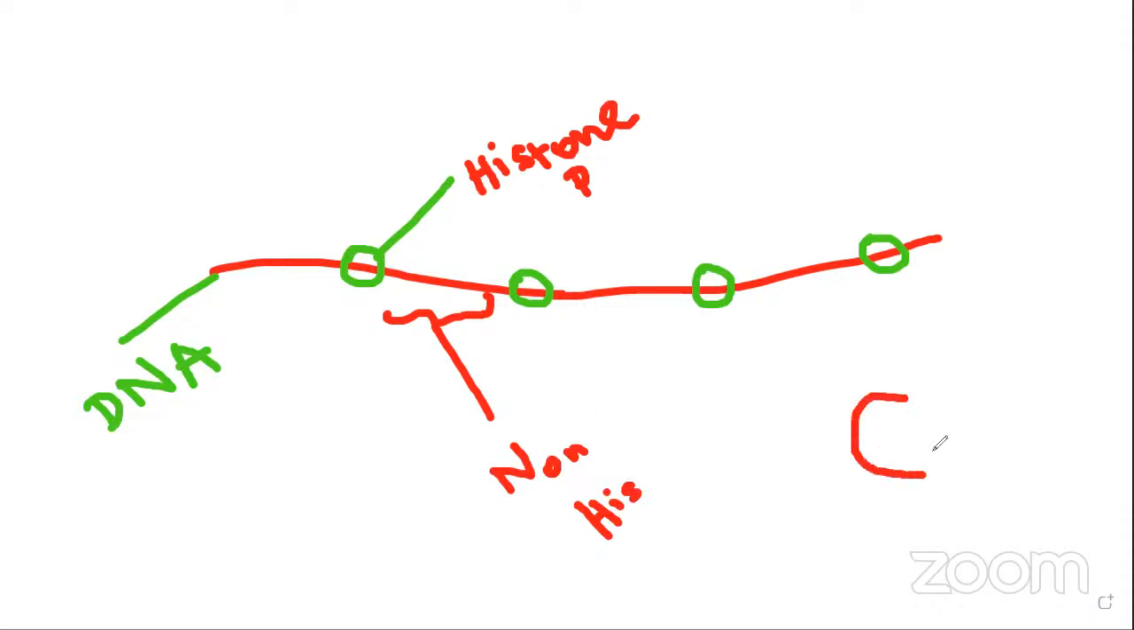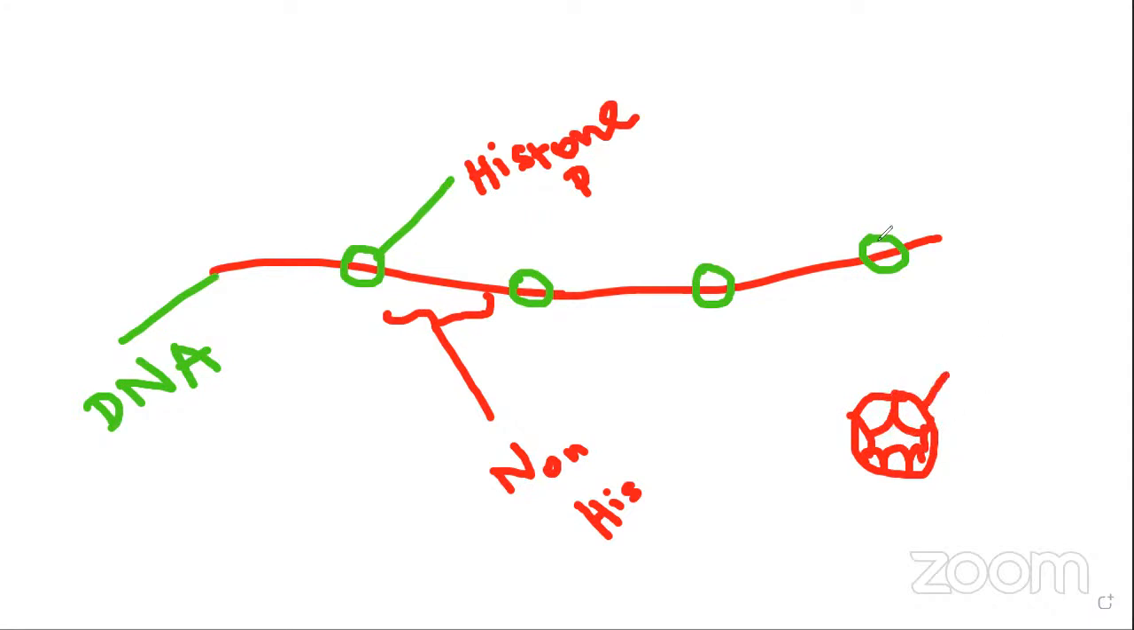There is a round shape covered by the DNA molecule. This is called octamer in nature. Octamer means, just imagine the structure like this: 1, 2, 3, 4, 5, 6, 7, and 8. These are the octamer structure.